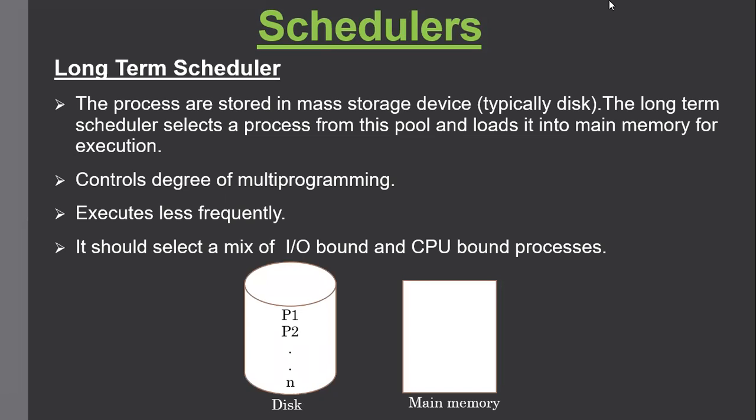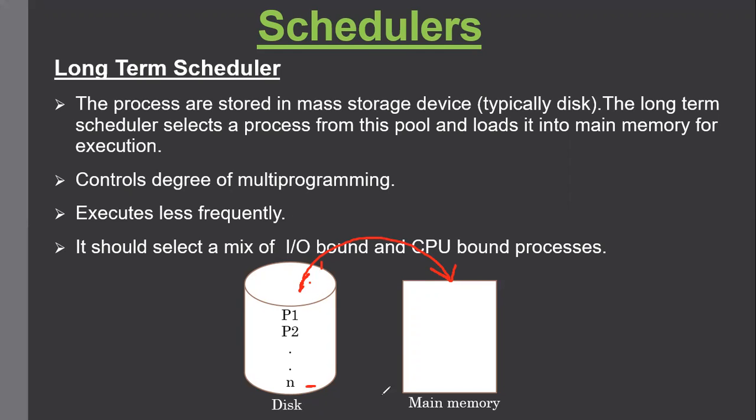As we know, your main memory is small and limited, so all the programs are stored on disk, and then these programs are loaded into main memory, and the number of programs in main memory decides the degree of multi-programming. So the job of the long-term scheduler is to load these programs from disk into main memory. The long-term scheduler selects a process from the disk and loads it into main memory for execution, and it controls the degree of multi-programming.